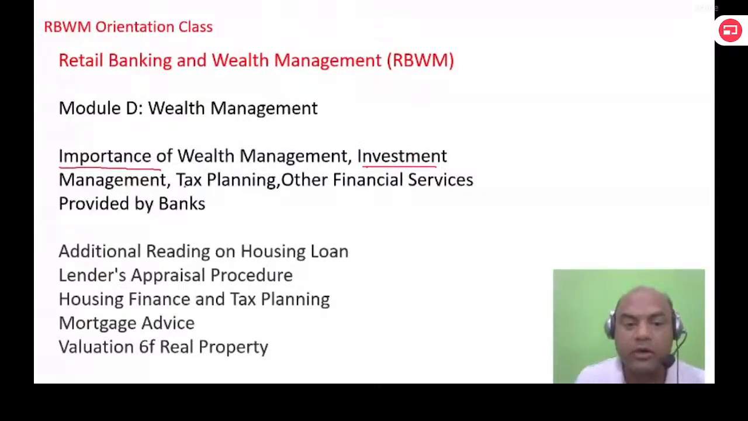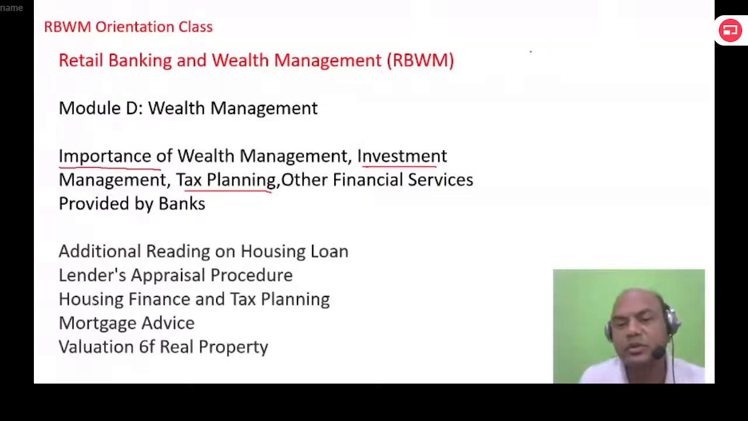Tax planning means how to do the tax planning. You will be having your own tax planning also. It will be useful for you. Whenever I teach this topic, I'll show you how to file your own tax details also. Other financial services means what all the banks do other than their core products. Okay, let me ask you.